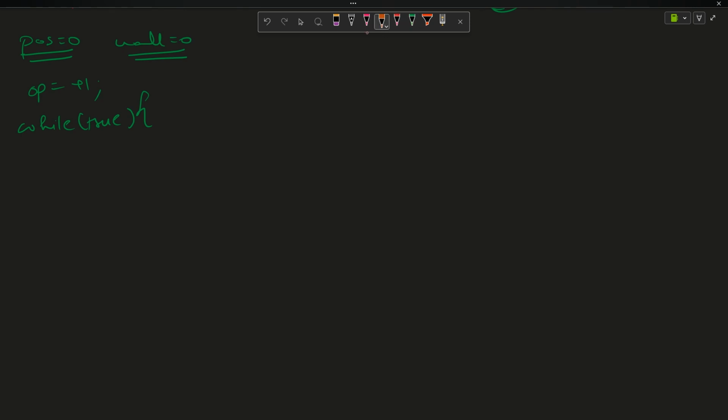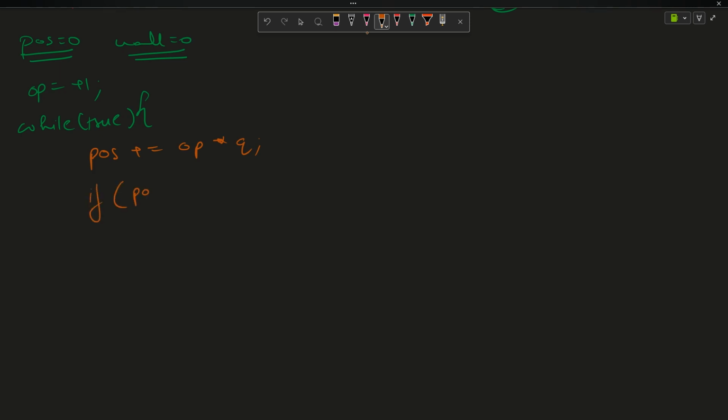What will I do? I will say position plus equals operation multiplied by q. If operation is +1, it will increment my position, indicating that I am going up. If the operation is negative, it will decrement my position, indicating that I am going down. This statement is actually updating my position.